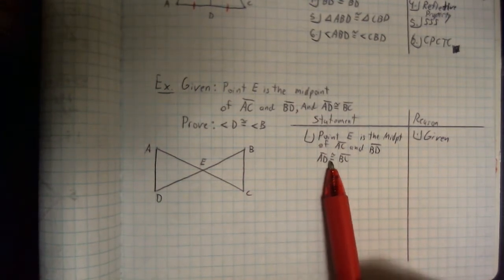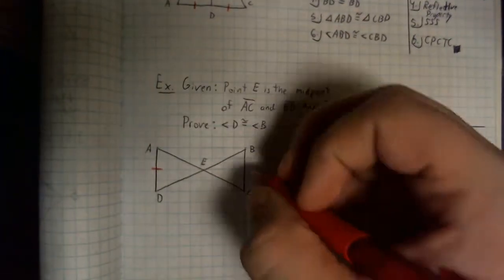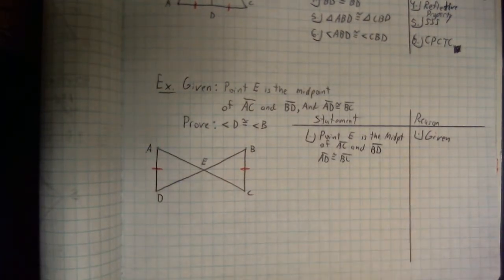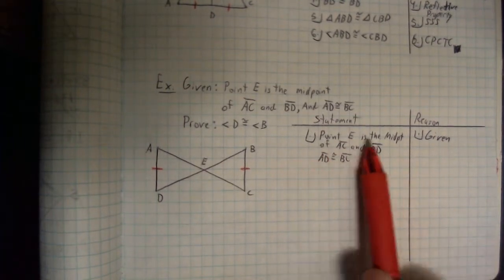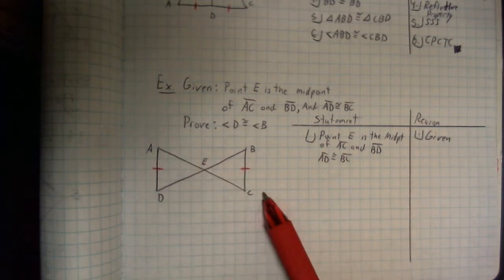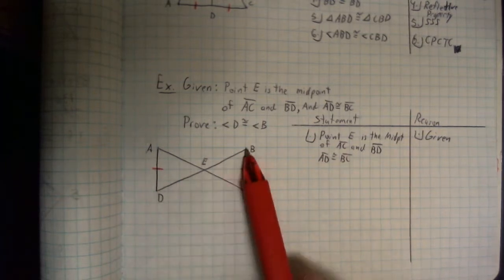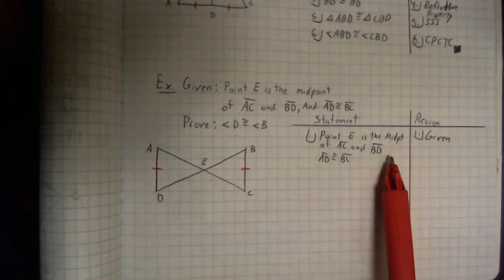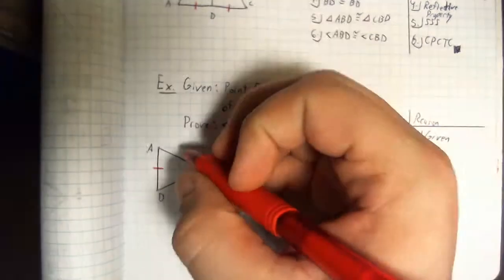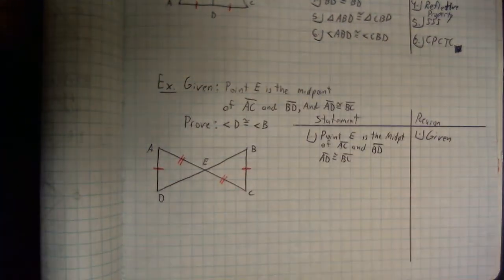Here we do see specifically two things congruent: AD and BC. We can mark those right away because it tells us that they're congruent. Now let's look at what our statement says up here. It says point E is the midpoint of AC right here, and BD right here. Well, midpoint means that it's halfway through, which means that these two pieces are being cut in half. So that makes AE and EC congruent.